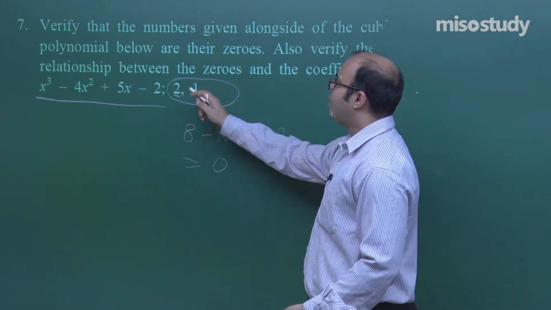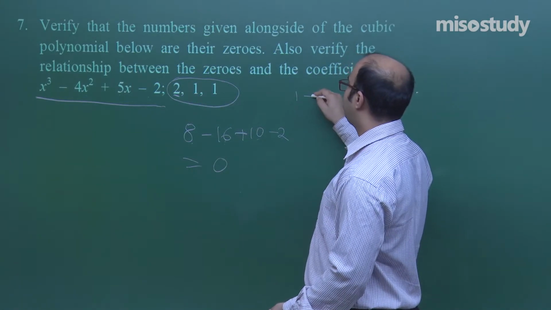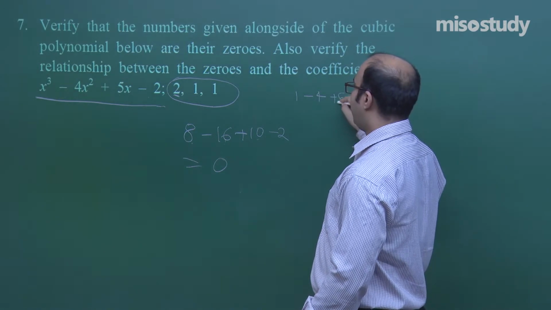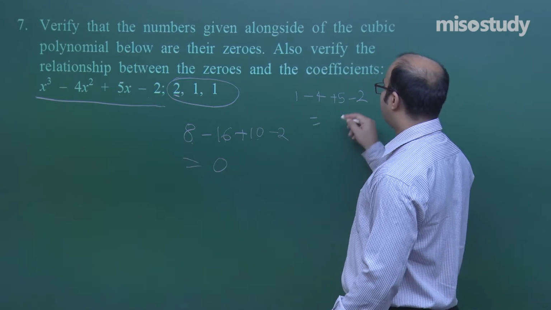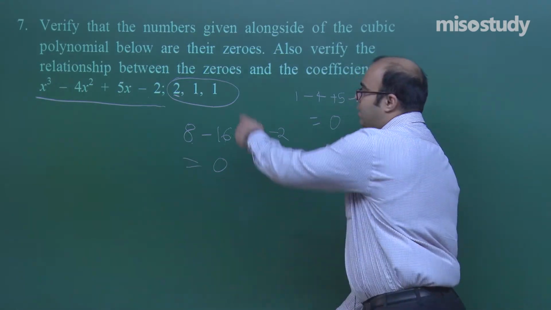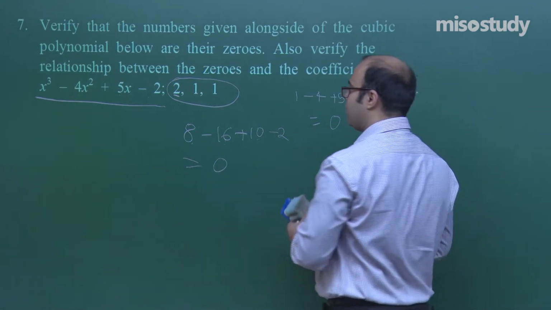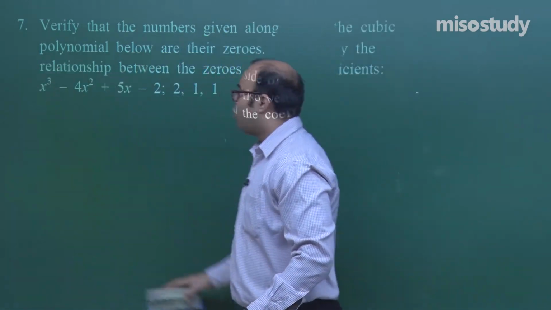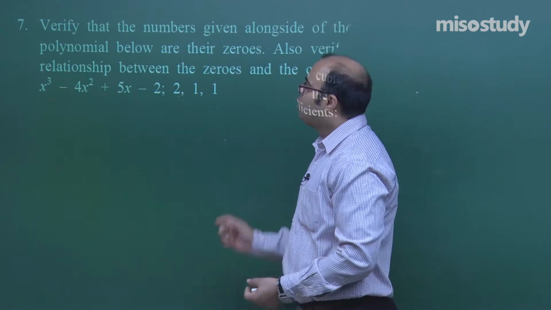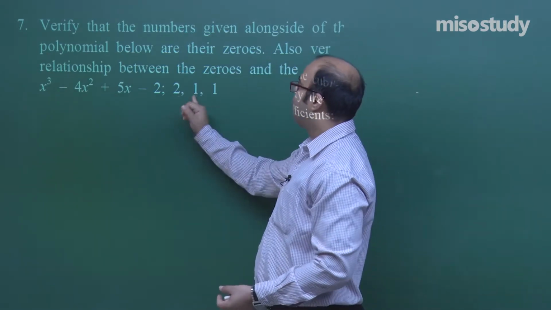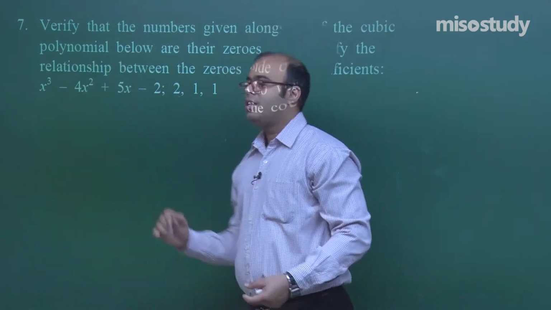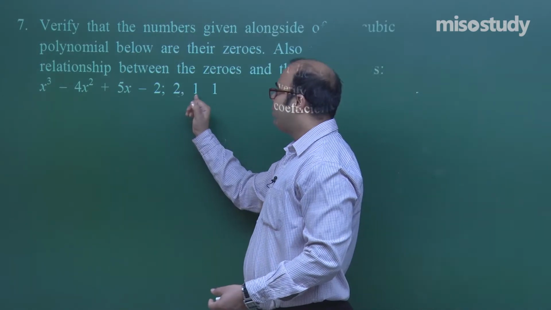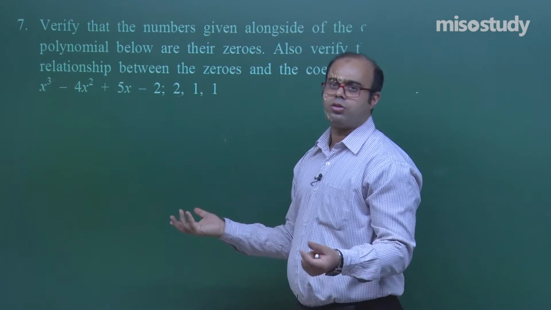Let us check for 1. So 1 cube is 1, 4 into 1 squared is 4, and then 5 into 1 is 5, and then minus 2. So this is 6 minus 6, again 0. Another is the same zero, 1. So we will say yes, 2, 1 and 1 are the zeros of this cubic polynomial. Now after verifying that 2, 1, 1 are making this 0, these are the 2 repeated zeros, 1 and 1. So for 1 we will satisfy, for another one is also true.